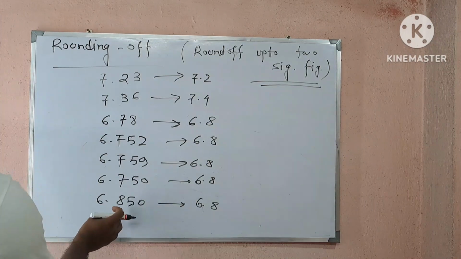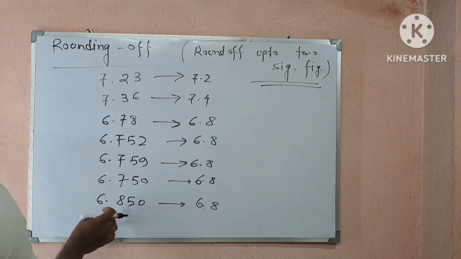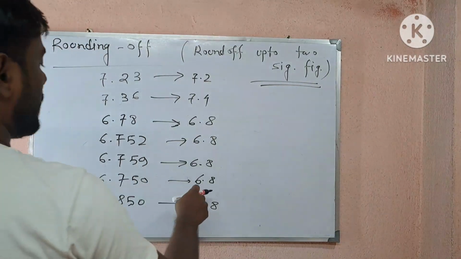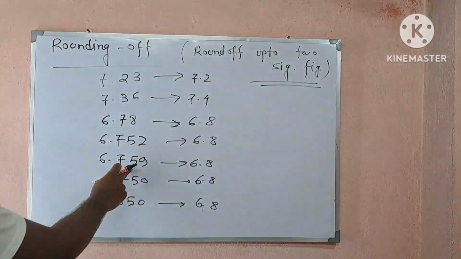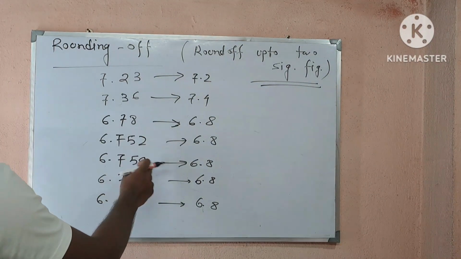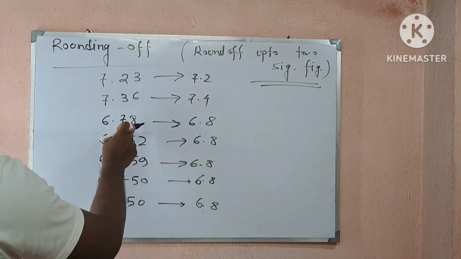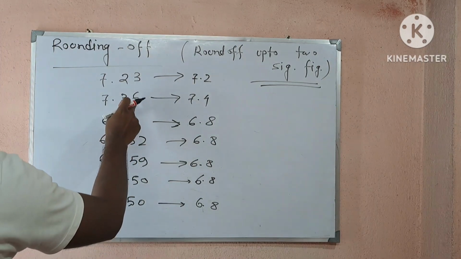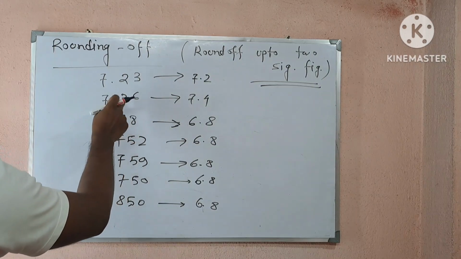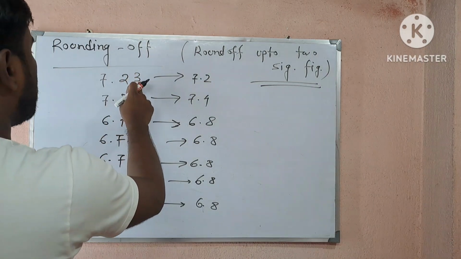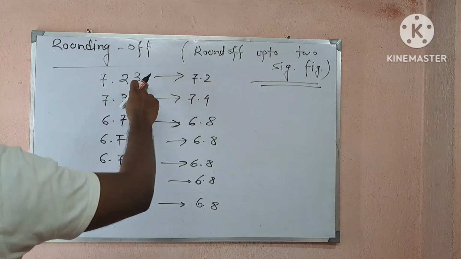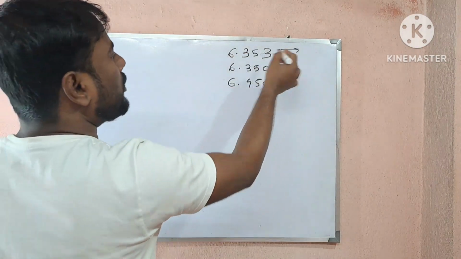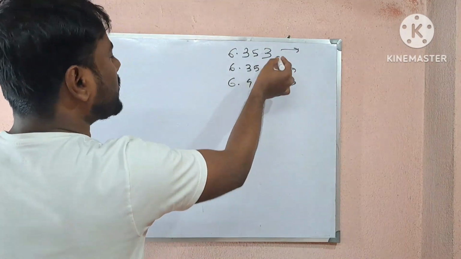So now we have to apply: if the number before 5 is even, it will stay as it is. If it is odd, then we have to increase it by 1 unit. If 5 is followed by a non-zero, then you have to increase it by 1 unit. If the number is greater than 5, it will be increased by 1 unit. If the number is less than 5, then it will stay as it is. This is the rule.